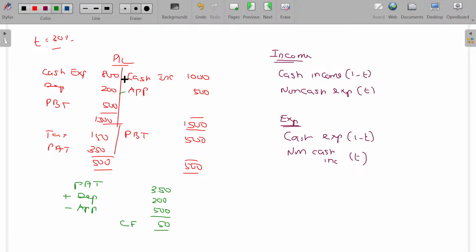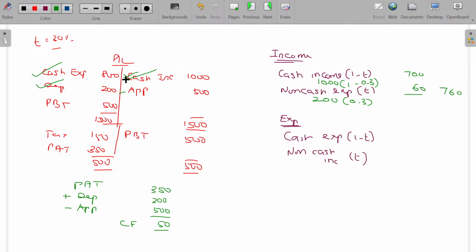In the very first instance, cash income 1000 into 1 minus t, 1 minus 0.3, 30% is 0.3. So 1000 into 0.7, 700 rupees will be the value. And next one here, non-cash expenses. Which is the non-cash expenses? I have taken this one, 200, to the extent of t being 0.3, which is 60. So 760 is your income.